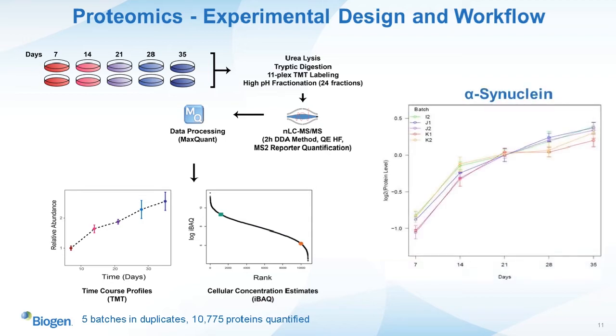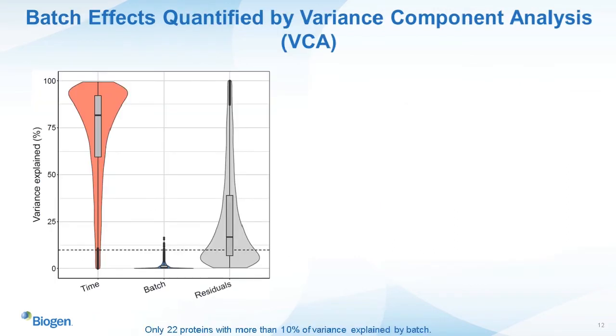We can look at an example like alpha-synuclein, and I'm showing you here the 5 production batches and how the protein levels change with time. And as you will appreciate, they're in very good accordance with each other. However, we wanted to go further and quantitatively assess how consistent our production batches are. To that end, we chose a technique referred to as variance component analysis, or VCA.